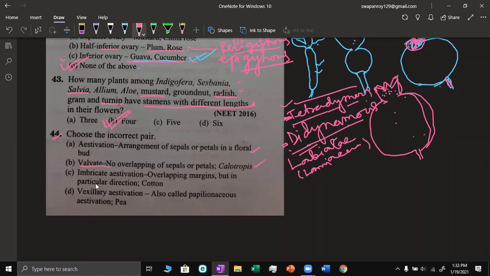Imbricate estivation, overlapping margins, but in a particular direction, and cotton. Cotton is not imbricate. Vexillary estivation, also called papilionaceous estivation. Vexillary is a papilionaceous flower, and this is true. Imbricate, but in a particular direction, and cotton, is wrong.